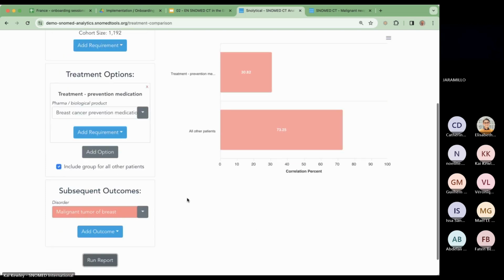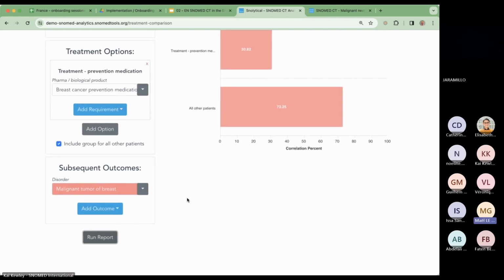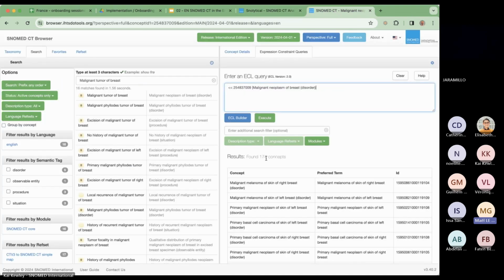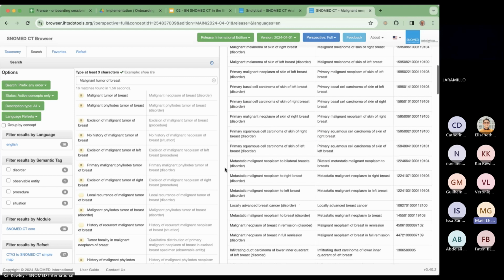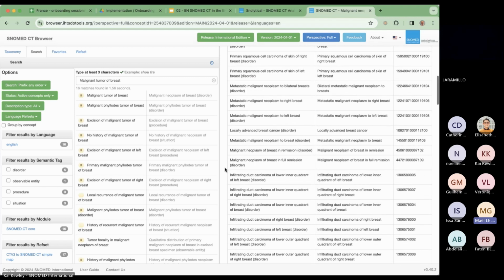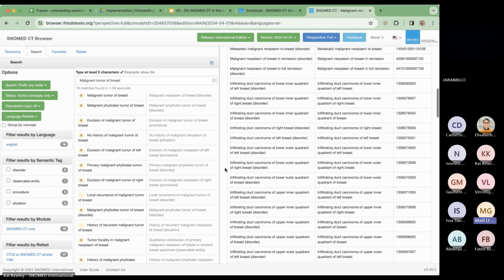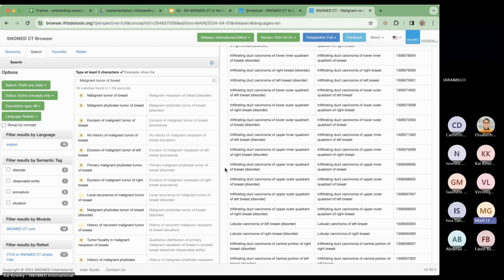And it's important to note that it looks simple, the selection of malignant tumor of breast. That's a very general concept. If we look into SNOMED CT, there's actually over 170 different types of malignant neoplasm of breast that can be recorded, and they are for different quadrants of the breast, various ducts, and different types of infection.